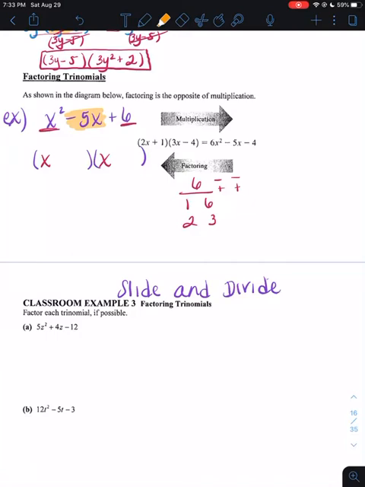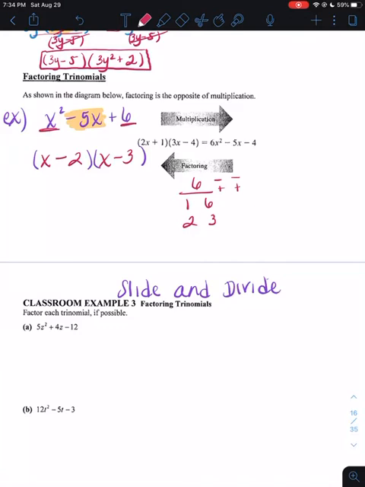I need to choose the pair of numbers with the same signs that's going to add and give me a negative 5. Well, if I'm trying to add and get a negative 5, that means clearly I'm going to be using a negative and a negative. So what two numbers over here between 1 and 6 and 2 and 3, if I make them both negative and add them together, would give me a negative 5? And that answer would be negative 2 and negative 3.